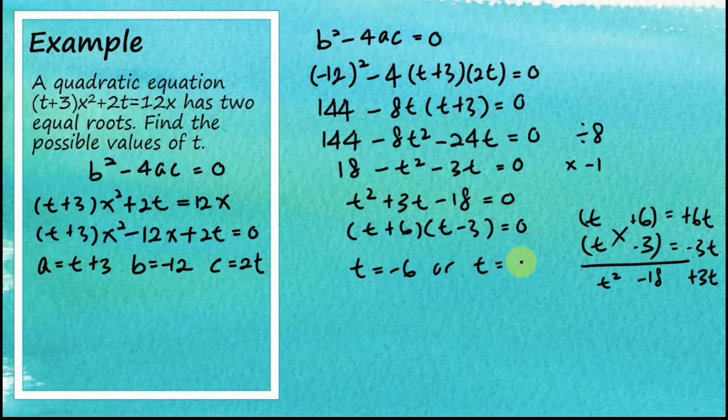So (t + 6)(t - 3) equals 0, and therefore t is equal to -6 or t equal to 3, and these are the possible values of t, because we are asked to find the possible values of t. So t can be -6 or 3. If we would like to make these equations have two real equal roots.